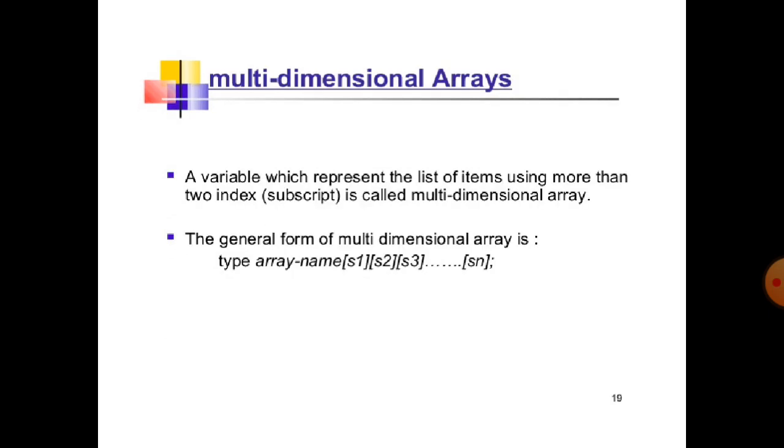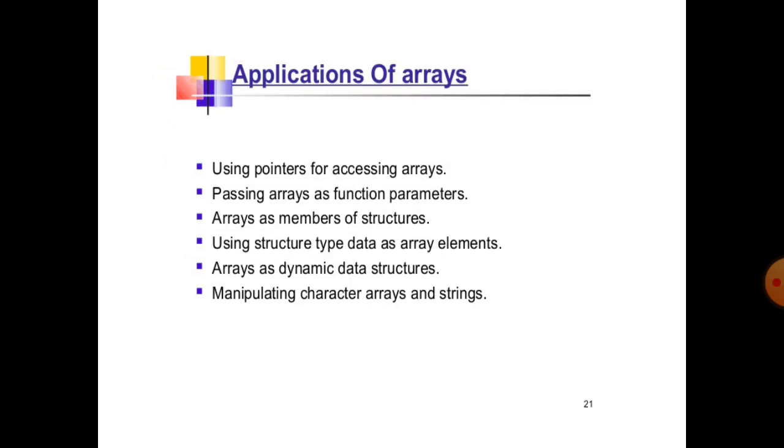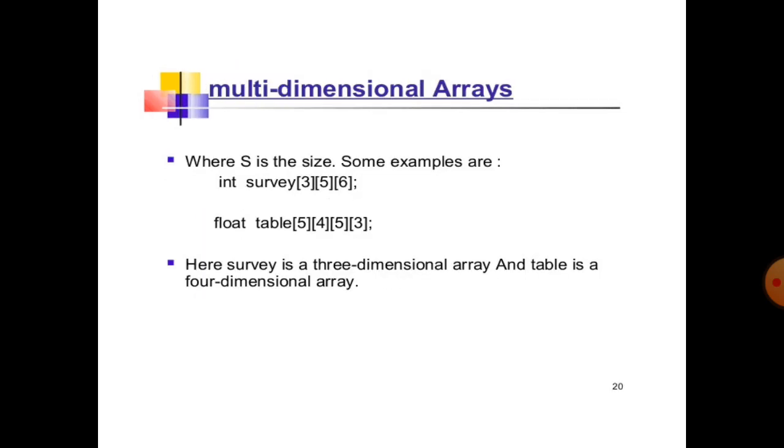Next topic is multidimensional array. A variable which represents the list of items using more than two indexes is also called a multidimensional array. The general form of the multidimensional array is type array name[S1][S2][S3]...[Sn], where S is the size. Some examples are int survey[3][5][6] and float table[5][4][5][3]. Here survey is a 3-dimensional array and table is a 4-dimensional array.